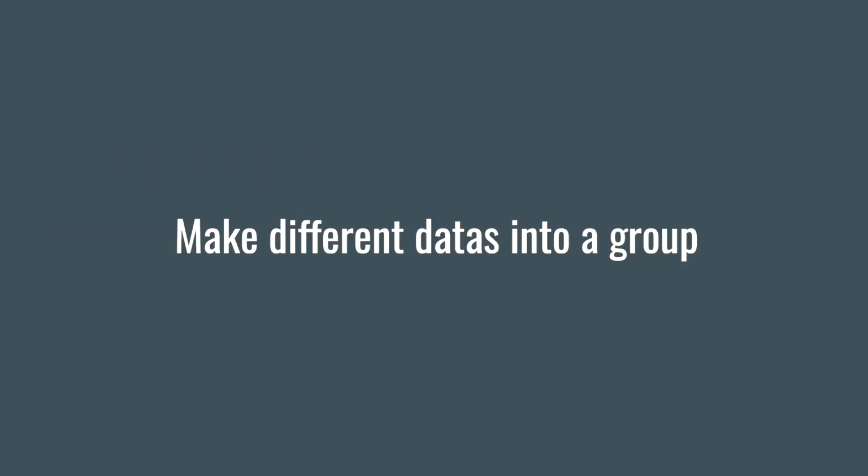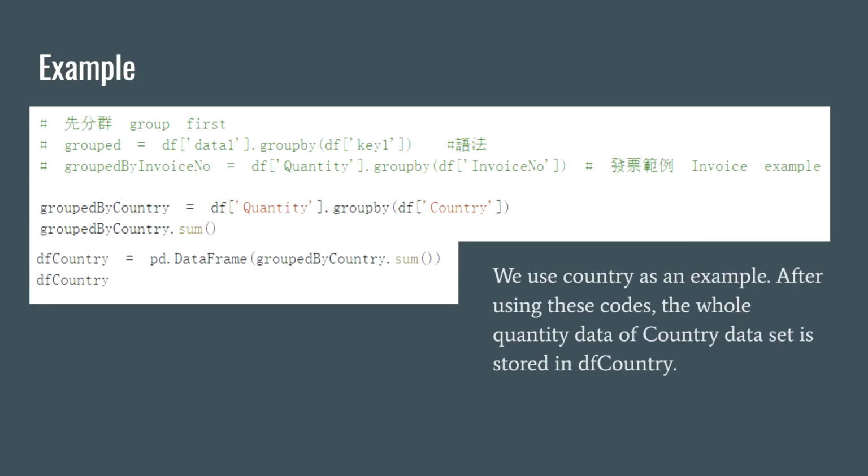Now we're going to talk about how to make different datas into a group. We use country as an example. After using these codes, the whole quantity data of country data set is stored in df country. If you want to do this with other data, just change country into the data you want.